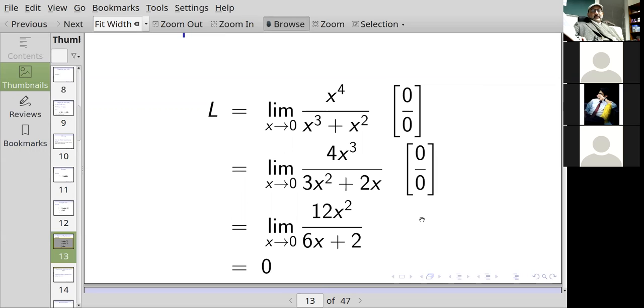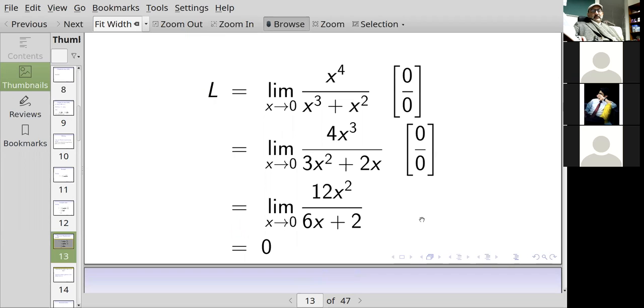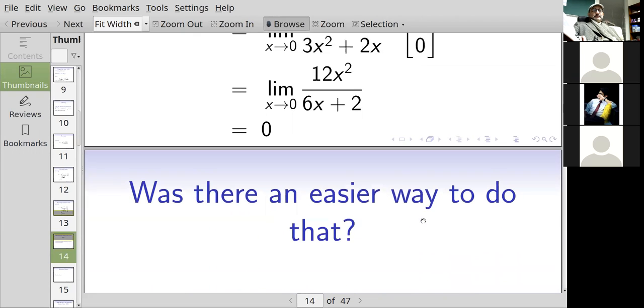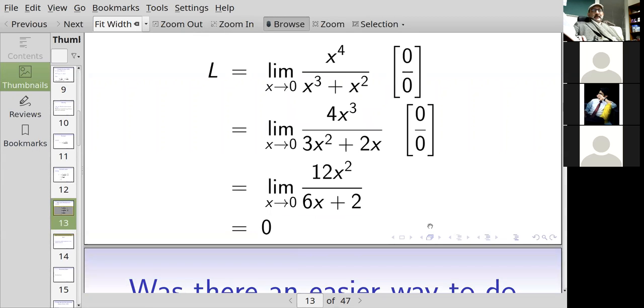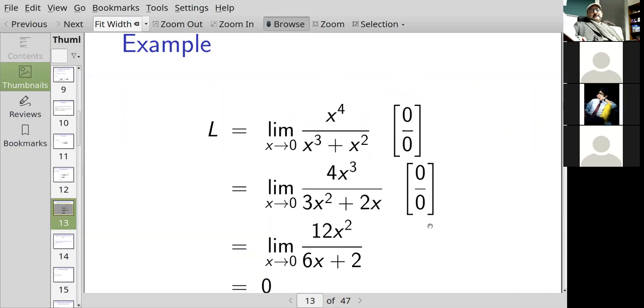Sir, we'll apply this rule until we don't get 0 over 0. Even if we get a constant in the numerator or denominator, we'll stop applying this rule, right? That's right. Once you stop getting 0 over 0, you're not allowed to apply the rule anymore. Now, of course, this is one technique, but unless you're told to use L'Hopital's rule, you don't have to use it, right? Okay, there's a question?